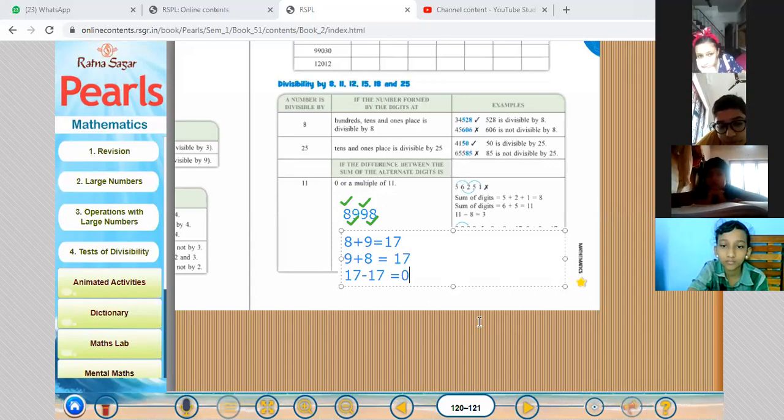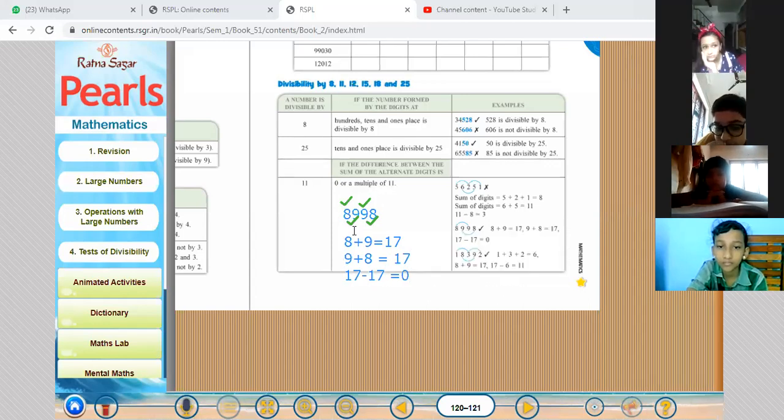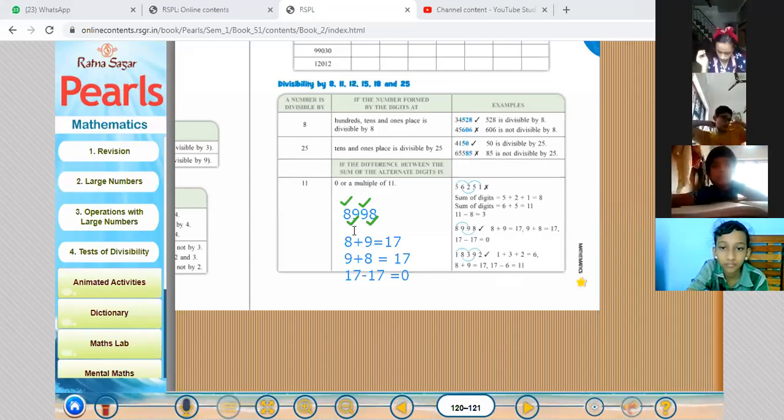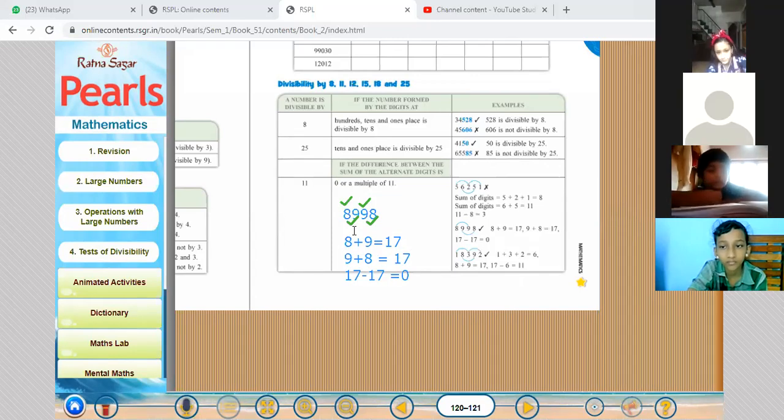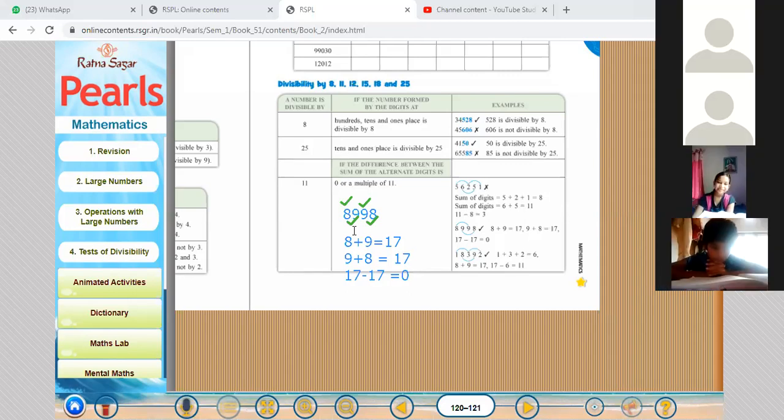0. So, in the case of the number 8,998, the alternate digits are 8 and 9 and 9 and 8. We found the sum as 17. After finding the sum of the alternate digits, we just subtracted them, or found the difference between the sums. That should be 0. Then what about the divisibility?